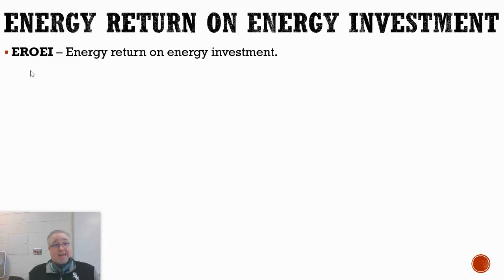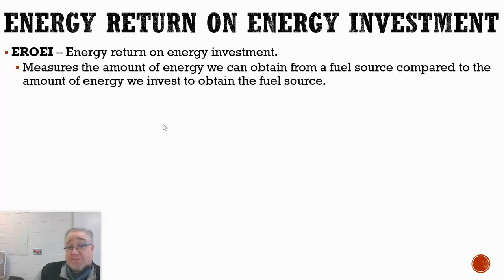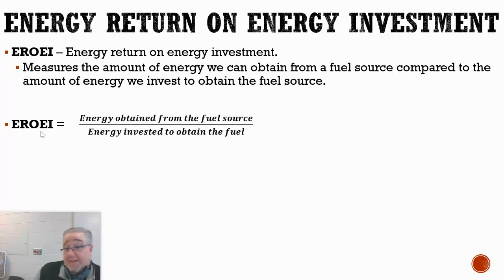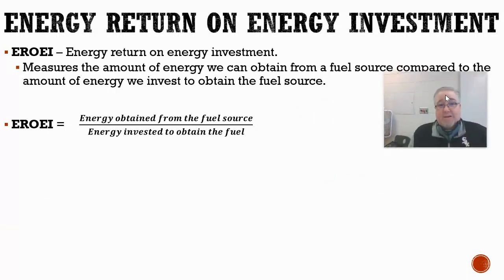There's a term here called EROEI. It stands for energy return on energy investment. And basically, it's a mathematical fraction. The numerator is a number that represents the energy that we can obtain from a fuel source, whether it be coal or natural gas or whatever it is. And we divide it by the energy that we invest just to obtain that fuel.